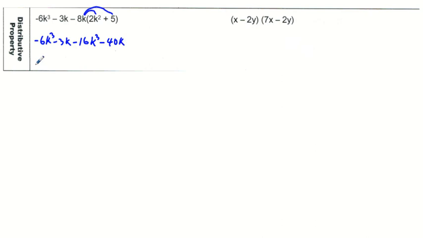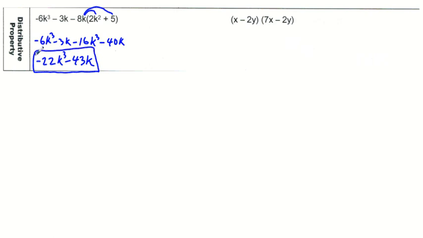And now we're just going to combine like terms. Negative 6k cubed minus 16k cubed is going to be negative 22k cubed. And negative 3k minus 40k is going to be minus 43k. Okay, so that's going to be this thing simplified.